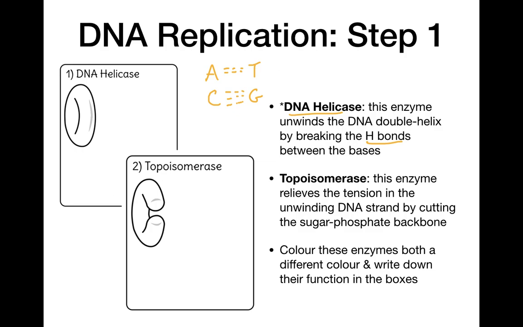Topoisomerase, this is another enzyme where every enzyme ends in ASE. These ones are going to relieve tension by unwinding the strand and cutting the sugar phosphate backbone. So the backbone is very rigid, and by cutting bits of it, it allows it to have flexibility to unwind the DNA double helix to then access it for replication. So this we have to write down in detail, but if you are HL or if you are interested, definitely write it down. But this DNA helicase is a must know and memorize for everybody.